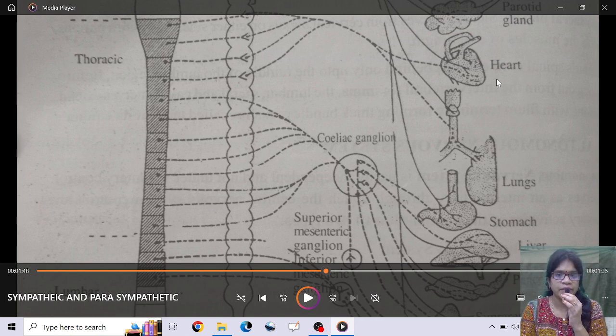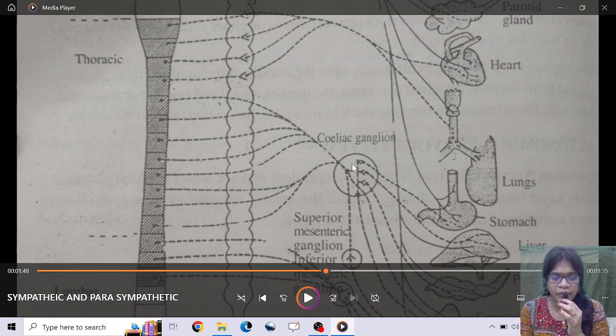So if you can observe it, this is how it happens. These are all the thoracic part. The lower thoracic part and upper lumbar part is mainly of your sympathetic nervous system. These preganglionic neurons have entered into the celiac ganglion, where the cluster of all neurons is collected.